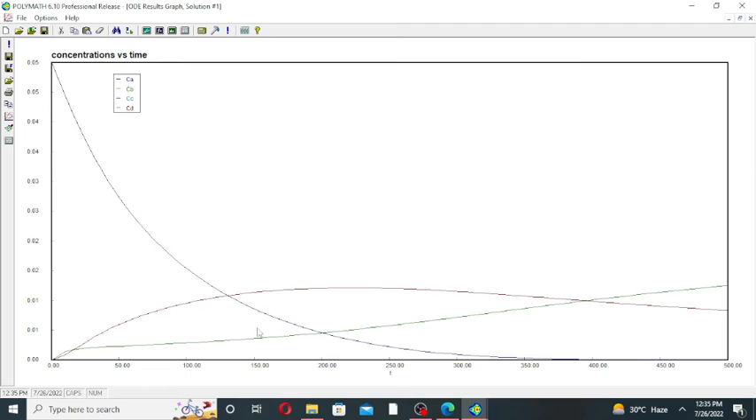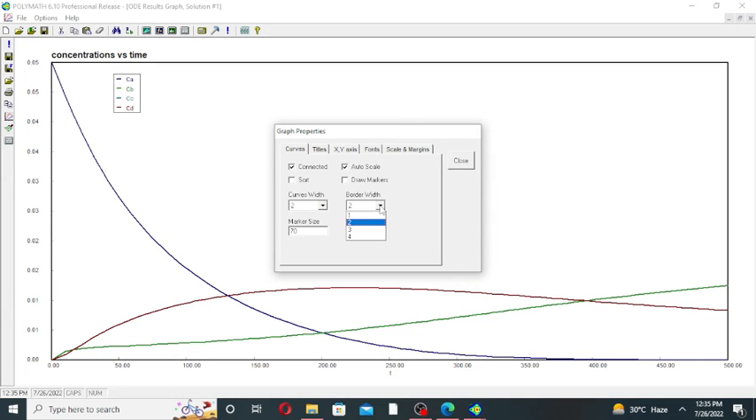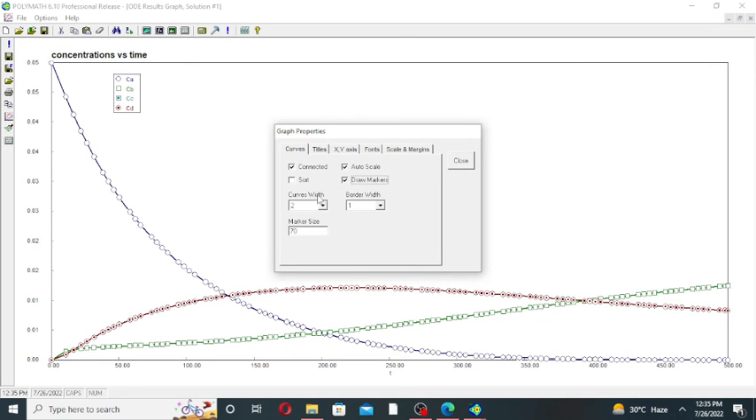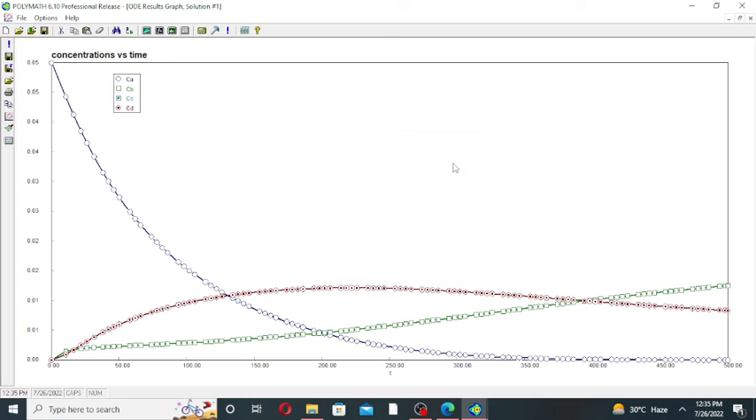Now, this is the table and this is the design. Click on it, and this is the curve width. You can increase or decrease the curve width, so I am increasing it. And this is the border width, so it is 2, it can be decreased to 1, so it is okay. Draw marker, this is also good. Now curve, title, XY and font, you can also scale and margin, and I'm closing it now.